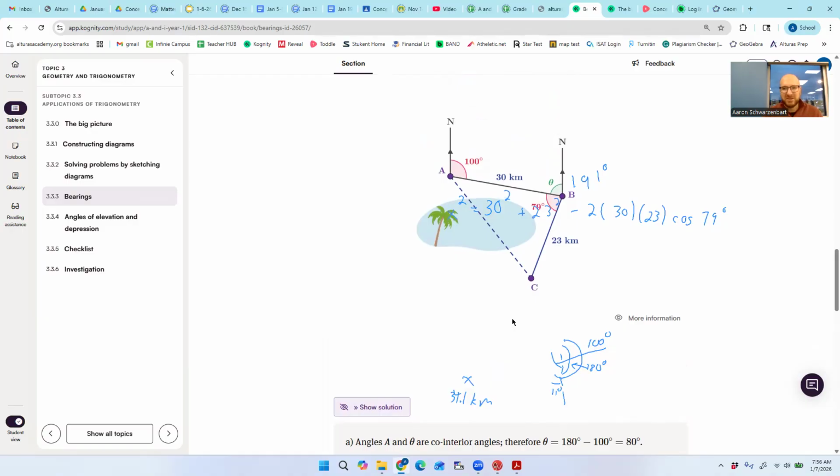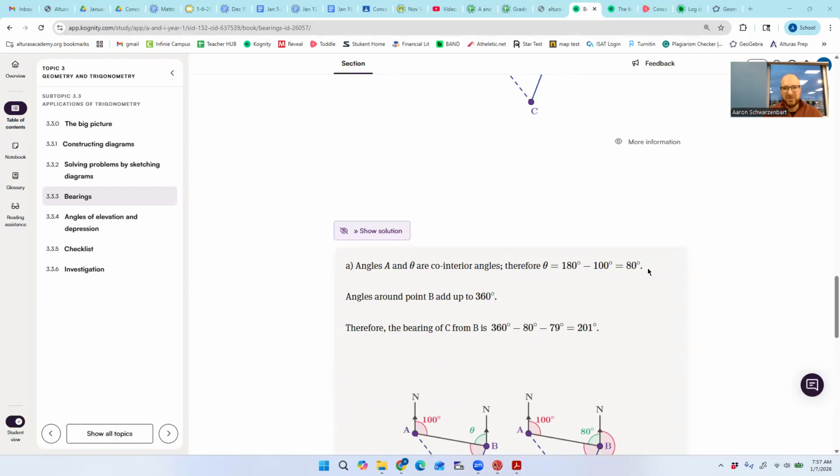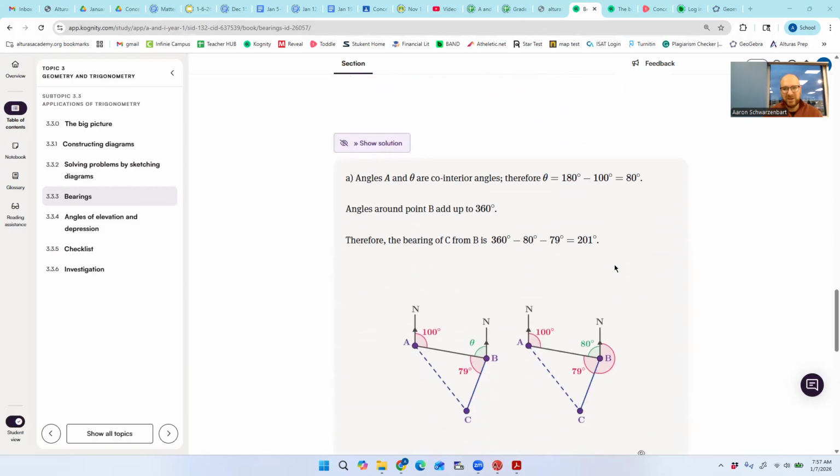Oh, what's that? Okay, 100 minus 79 is 21. That's 21 degrees, not 11. So 201 degrees. They did it a different way. They found theta is 80, added 79, and then subtracted from 360. Well, another valid way to do it.